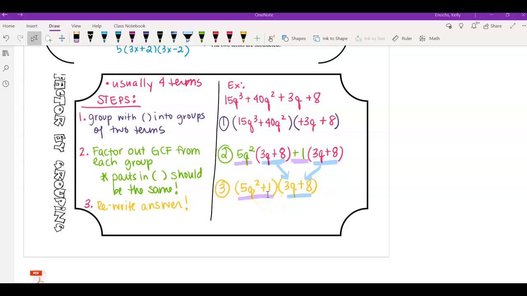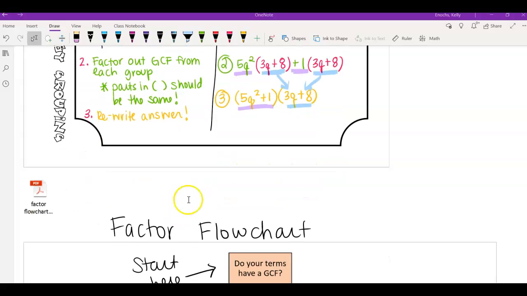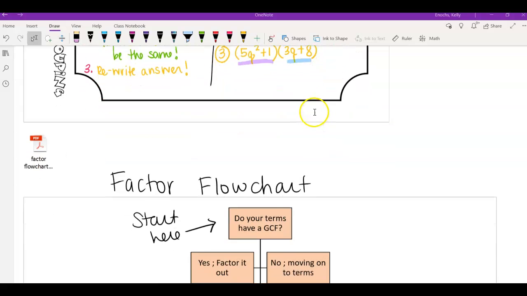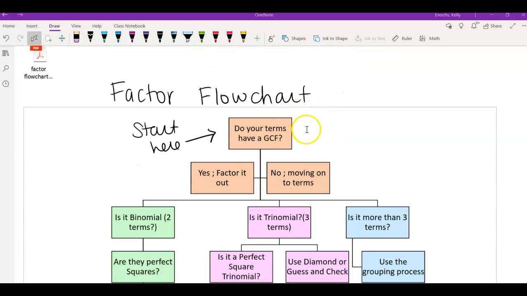Remember, with all of your factoring problems, if you are working and you're not sure if you did it correctly, you can work backwards. Go back through and multiply your answer and make sure that you got the original problem that you started with. So here I could go through and multiply this back out and hopefully get the original four-term polynomial that I started with.